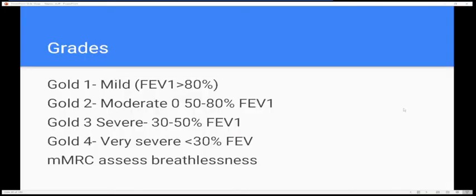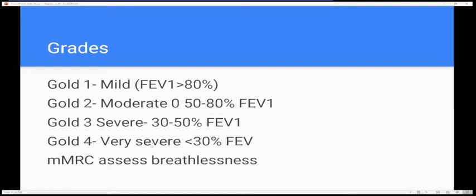First, you have the grades of COPD, basically just telling you how bad it is. Pretty easy to remember these, and these are easy test questions. They'll say, this person has an FEV1 of 30%, where are they on the scale? That'd be severe. Mild is greater than 80%, moderate is 50 to 80, severe is 30 to 50, and very severe is less than 30.